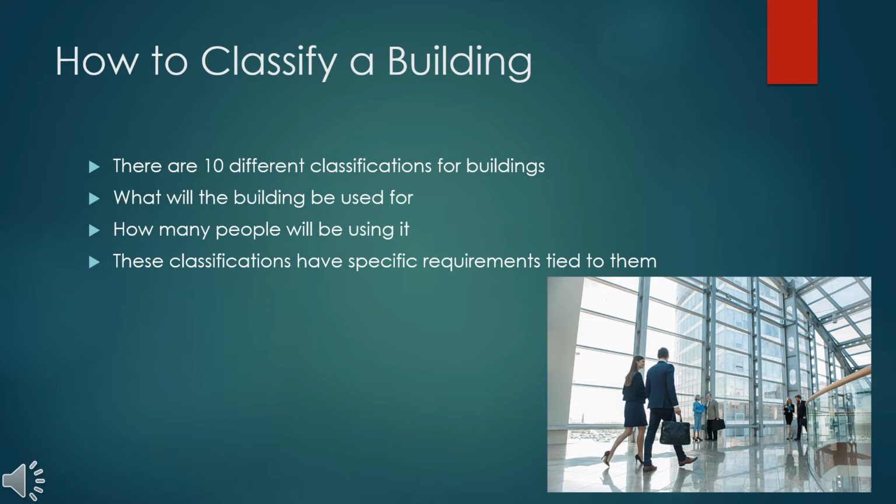There are 10 different classifications for buildings, but before I get into those, we need to first figure out what occupancy classifications are and how you classify a building. Well, you first have to look at what the building is going to be used for. Is it going to be a hospital, a pizza joint, or just a home for a family? Next, you need to determine the occupant load, or how many people will be able to use the building at a time. Once these have been determined, you'll be able to classify the building.